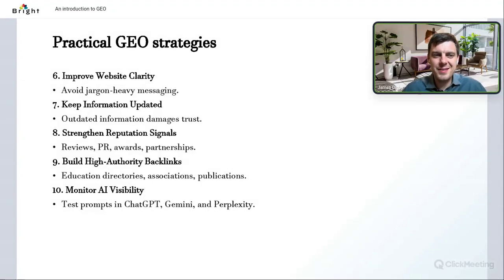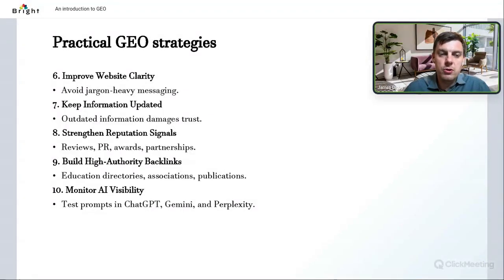Get somebody else through for your website. That's always really helpful, so you can improve that website clarity. Ideally, 10 plus people would be doing that, but I appreciate that's not always possible. But make sure that you're avoiding any kind of jargon-heavy messaging and using words that people on AI wouldn't necessarily be using. Keep that information updated, so have a little bit of a process or a calendar that just kind of allows you to go back into your website and update anything that might be outdated, because it damages that trust element for AI.